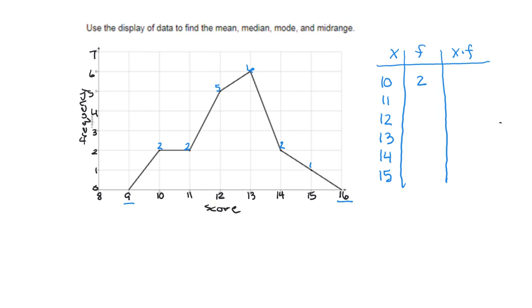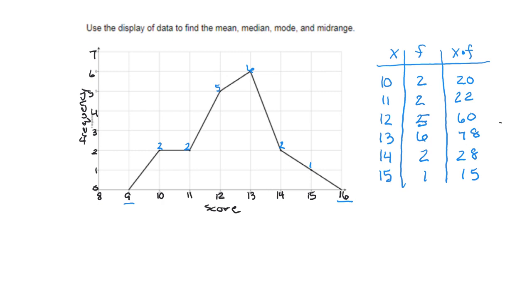So I'm going to write these corresponding frequencies down onto my frequency distribution table. That was a 5 right here, and a 6, a 2, and a 1. Remember, what we have to do is multiply every data value times its corresponding frequency. So that'll give me 20, 22, 60, 78, 28, and 15.